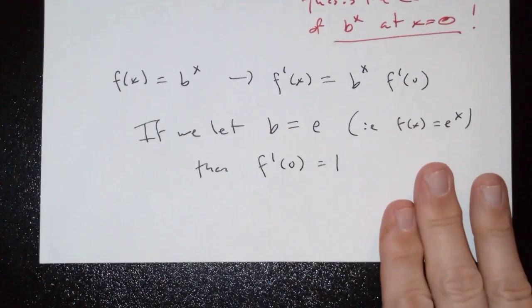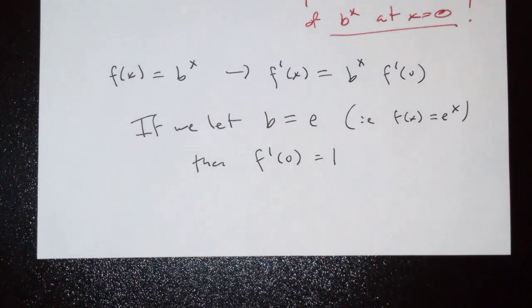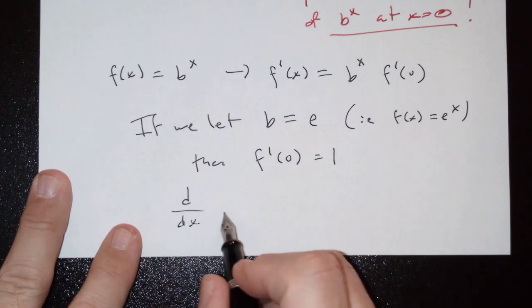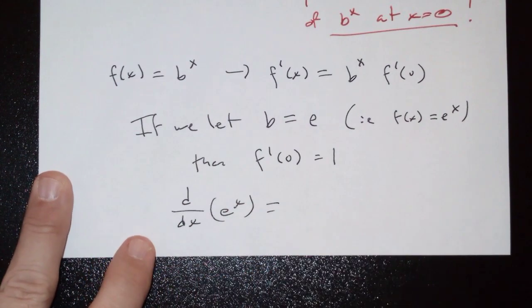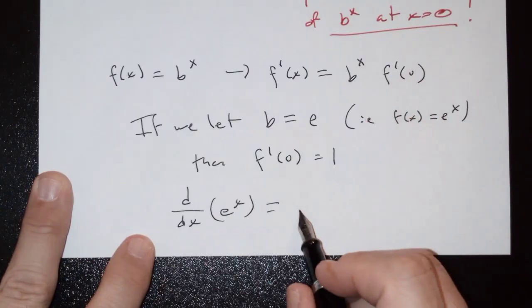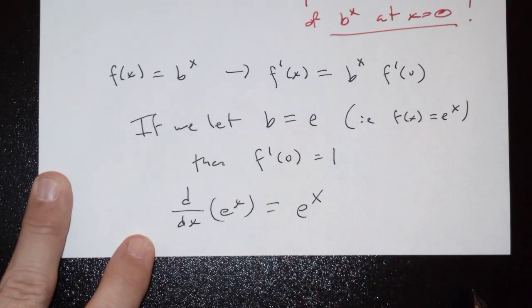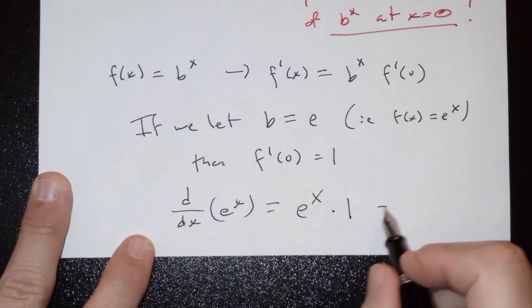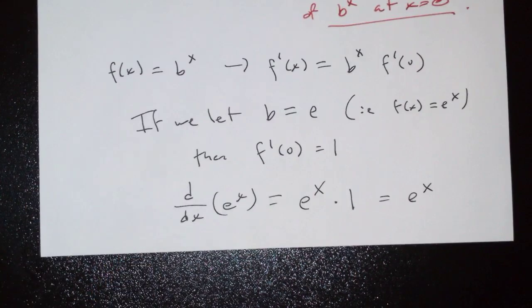Well, wait a minute. If I do that, then the derivative of e to the x is e to the x times 1. Derivative of e to the x is e to the x. Holy moly, wait a minute. The derivative of this function is itself.